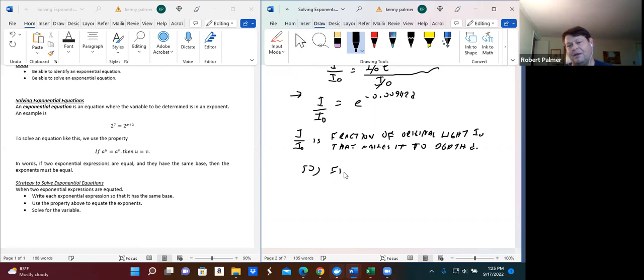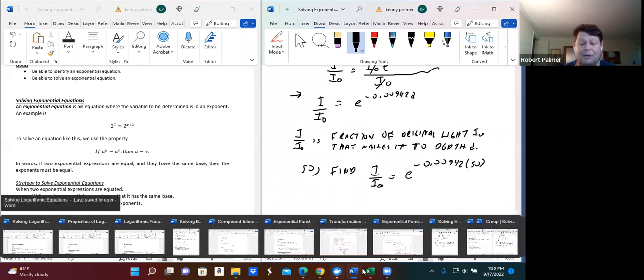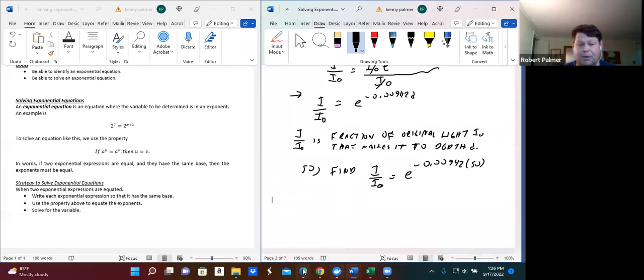So we need to approximate this value, I over I0, is equal to e to the negative 0.00942 times d, and our d is 50, when this is in feet. Now we're actually going to calculate that. You can use a graphing calculator or calculator if you want. Actually, I'm going to use Desmos, which can also be used as a calculator. So let's go to that really quickly.